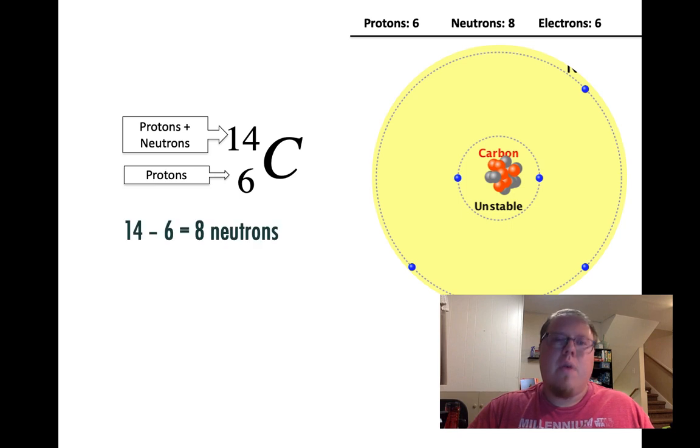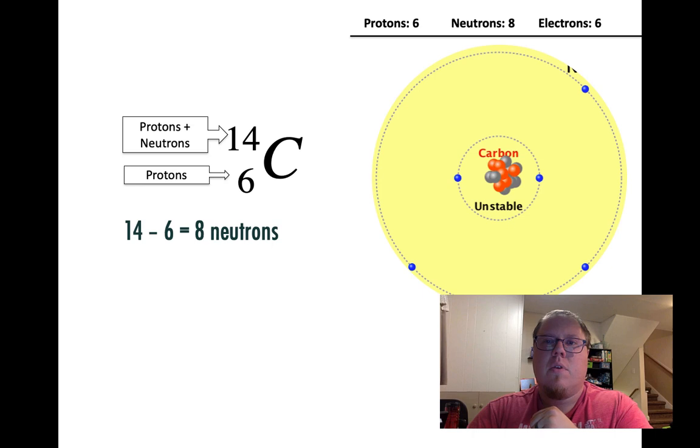To figure out the number of neutrons, all you would have to do with any atom is, if you know the mass number, which is protons and neutrons, and you know the number of protons, you just subtract the number of protons from the mass number, and it tells you how many neutrons you have. If you don't know, you can have those two pieces of information and figure it out.